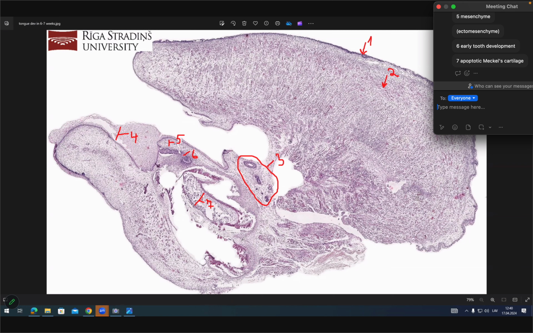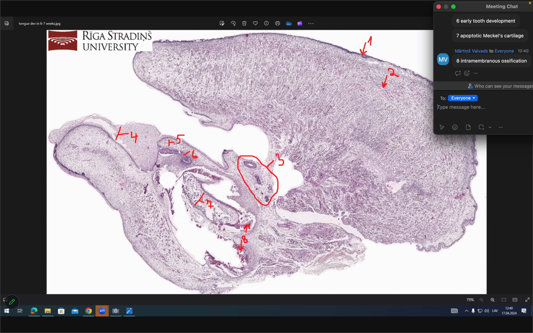Next to this cartilage, you still might see reddish colored bone trabecules. Number 8 would be intramembranous ossification, or bone trabecules. Intramembranous ossification appears around Meckel's cartilage, so you might see bone trabecules here. Bone trabecules can appear in slides.